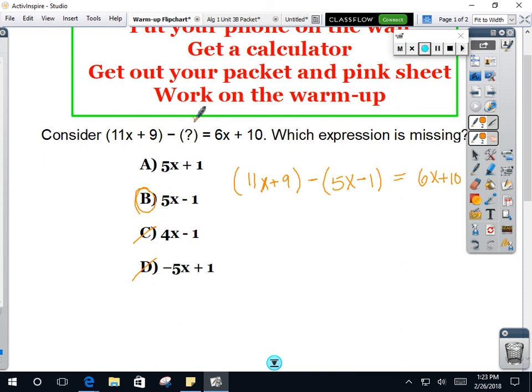Well, they're letting me know that something's missing right here, and you're filling in the one that's missing. 11x minus... you get it now? Okay, now turn in your packet to page 6.